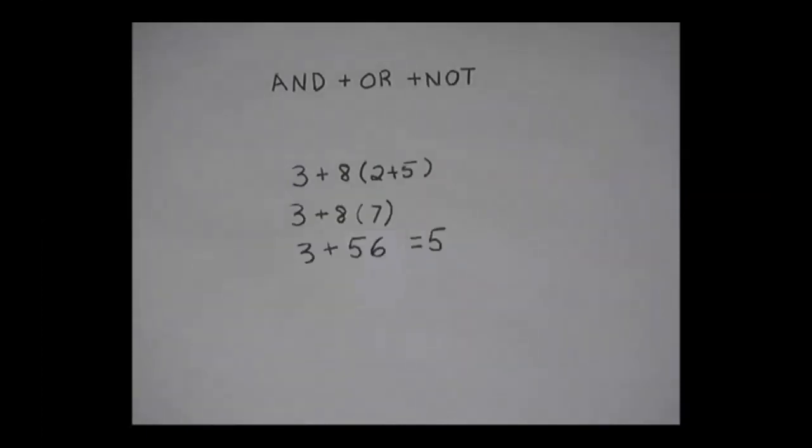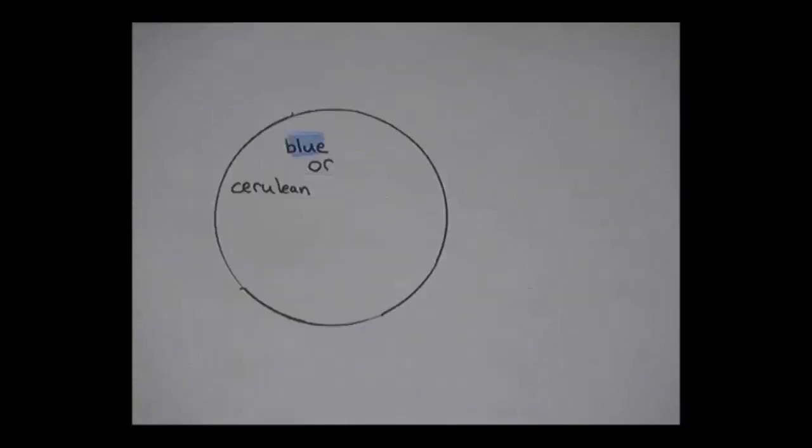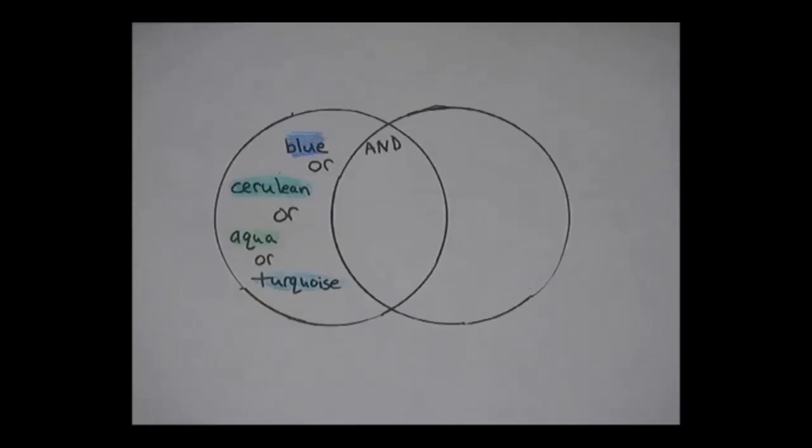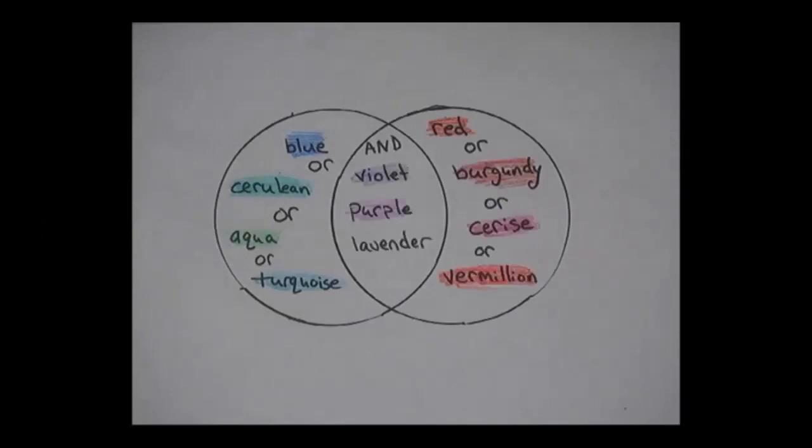The best way to use these is to combine them together. Remember when you had math problems with parentheses? You did the stuff inside the parentheses first? Boolean works the same way. So you can use similar terms with or to make the circles really big, and then combine them with and to narrow it down. So we have blue or cerulean or aqua or turquoise, and red or burgundy or cerise or vermilion, which will get you articles about violet and purple and lavender.